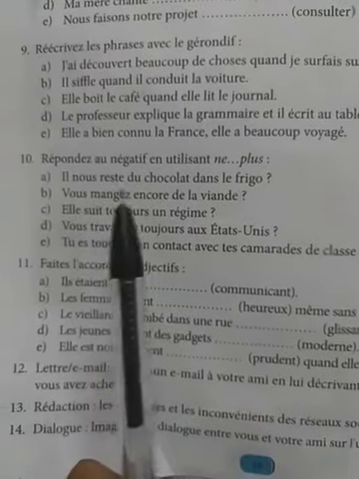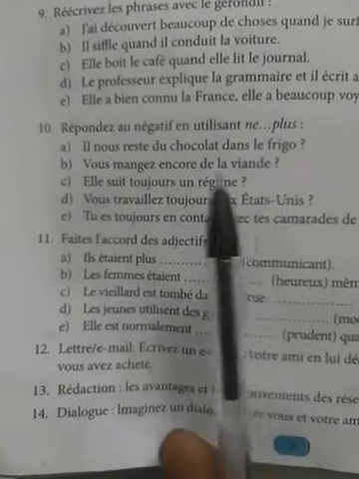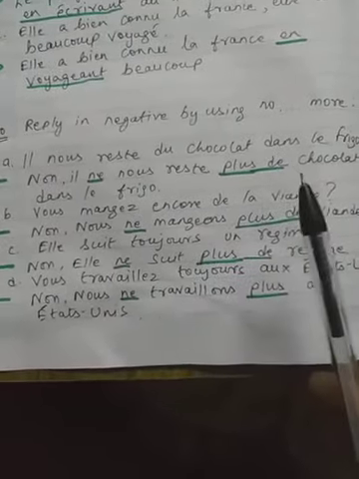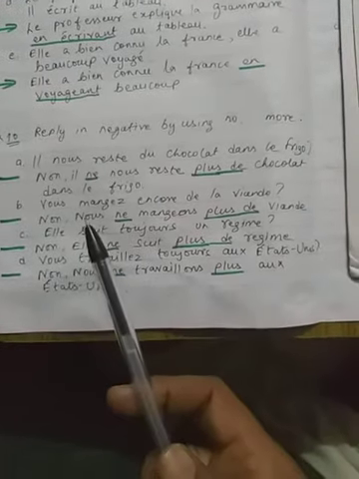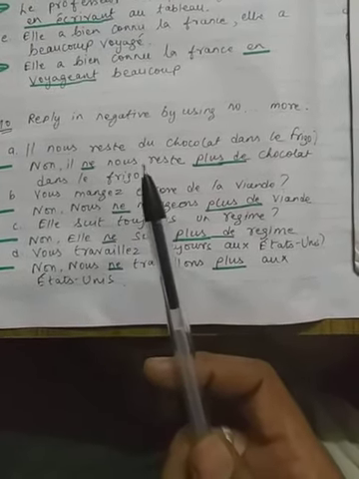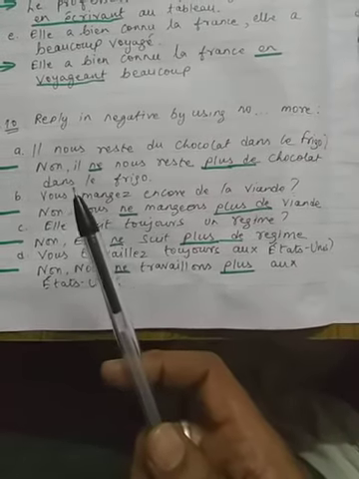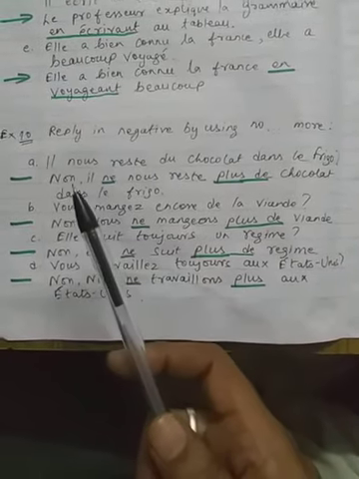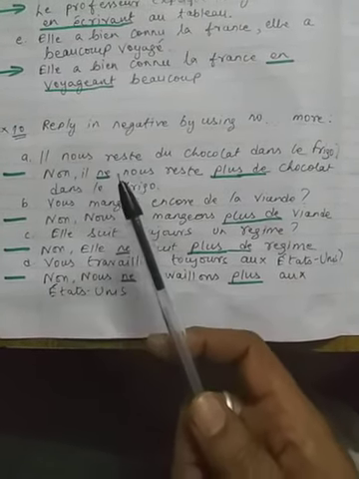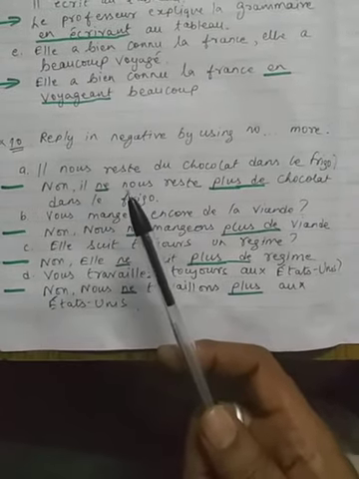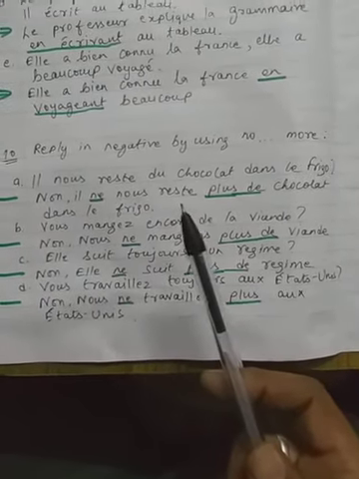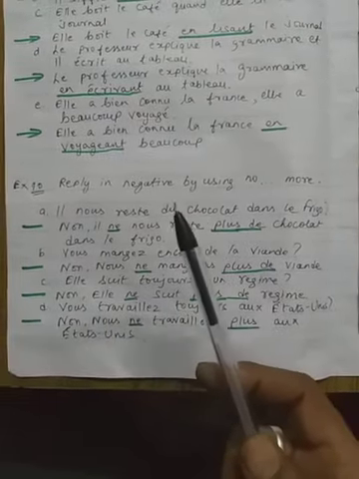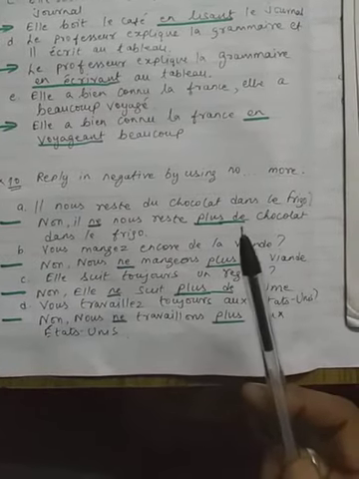First one: Il nous reste du chocolat dans le frigo. Is there chocolate remaining for us in the fridge? You have to start with non because they are telling you to answer in negative form. Non, il. Write the subject il. Put the negative element ne, then write the pronoun nous, then write the verb reste. Then put the negative element plus. Here the partitive article du is there. In negative form it changes to de.